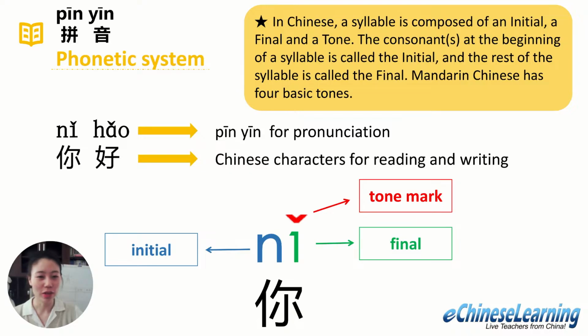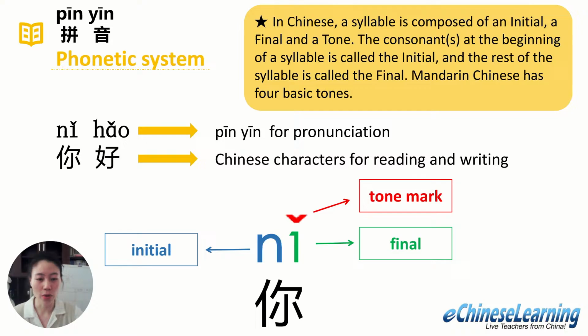So we can check it here. You can see, for pinyin in Chinese, a syllable is composed of the initial, a final, and a tone. The consonant at the beginning of the syllable is called the initial, and the rest of the syllable is called the final. Mandarin Chinese has 4 basic tones.